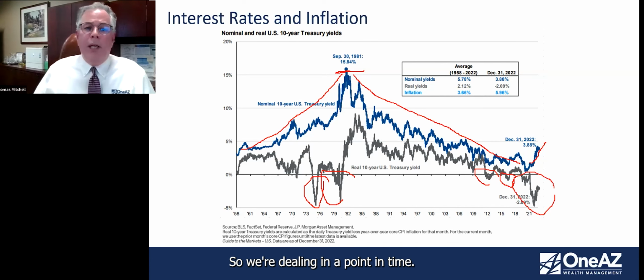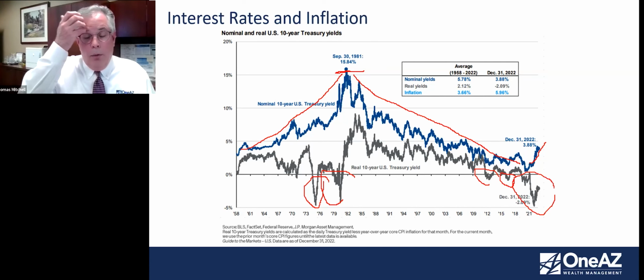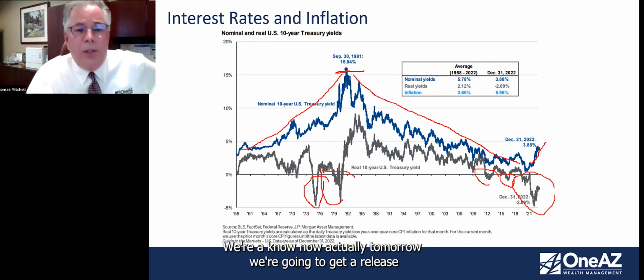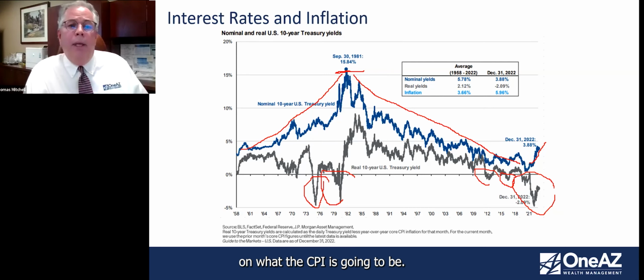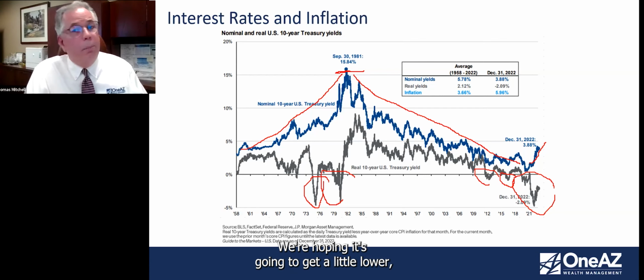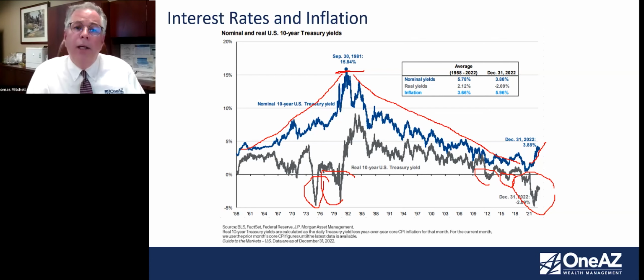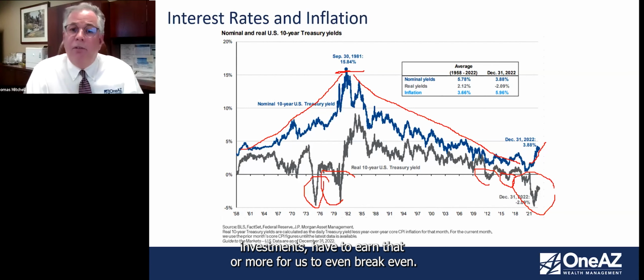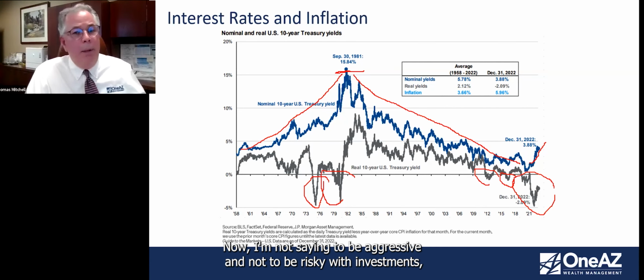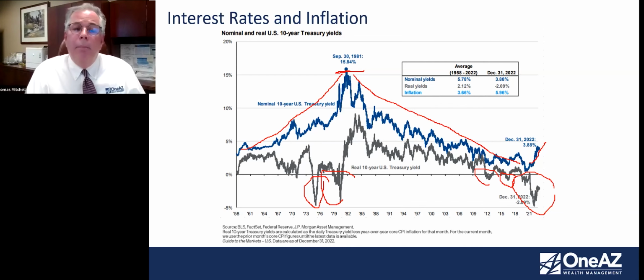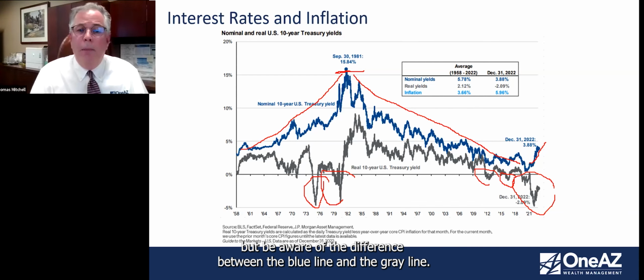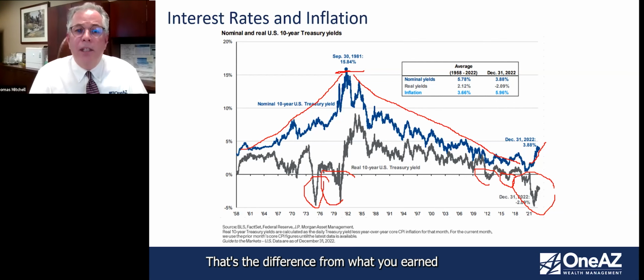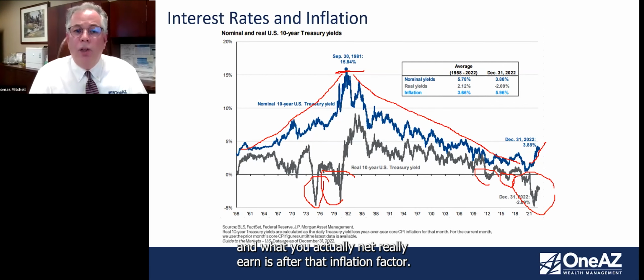We're dealing at a point in time now where inflation's about 6%. Actually, tomorrow we're going to get a release on what the CPI is going to be. We're hoping it's going to get a little lower, but it's looking pretty strong and very hot. So those inflation rates are looking at 6%. We need to recognize investments have to earn that or more for us to even break even. I'm not saying to be aggressive and risky with investments, but be aware of the difference between the blue line and the gray line. That's the difference between what you earned and what you actually net earned after that inflation factor.